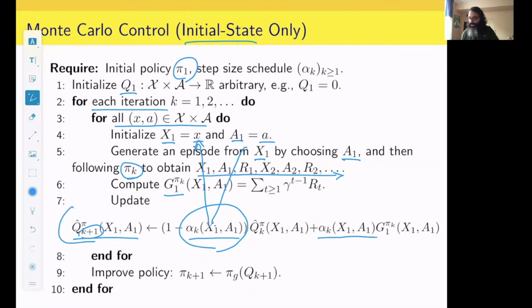Plus alpha k of that state and action pair that was selected times the return that I get from that point. So I update that value function. I finish this loop, which finishes this update for all state and action pairs. And then I do policy improvement. So this is Monte Carlo estimation for control. So we do policy improvement.